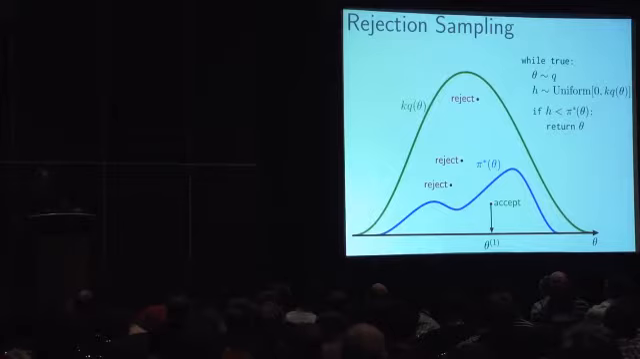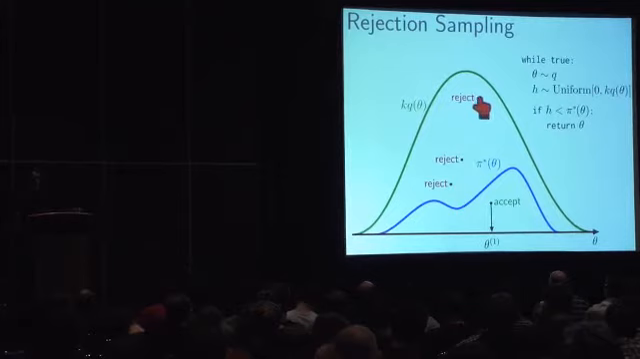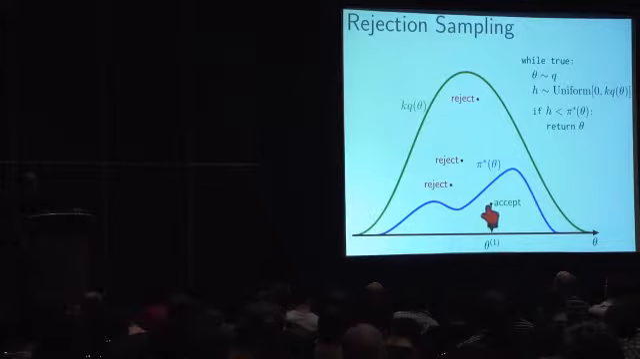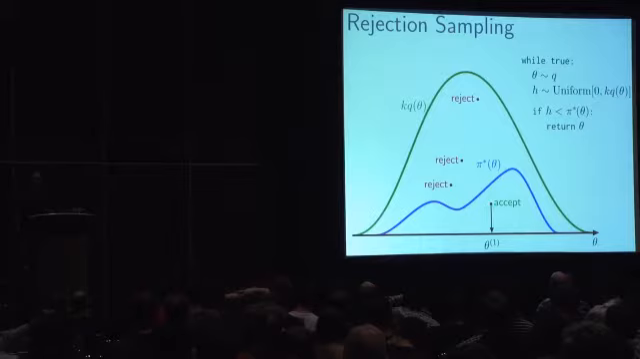Some of those samples will land above the blue curve, and I'm not interested in that region, so I just throw them away. And as soon as I get a point underneath the blue curve, I can treat that as a sample. I haven't unfairly biased myself towards any location underneath the blue curve, and so I'm sampling uniformly underneath it, and then I can read the location off, and that's an exact sample.